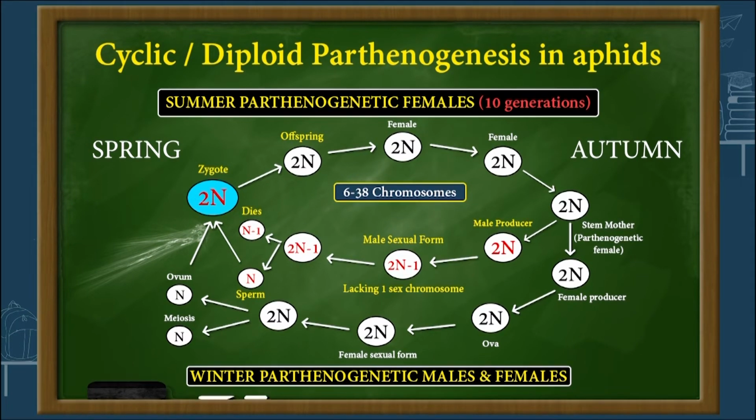So in the summer, they continue to produce parthenogenetically, and only a female population will be found. Whereas in the winter, the aphids will produce both male and female aphids.